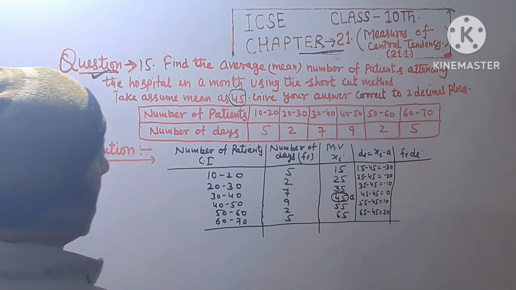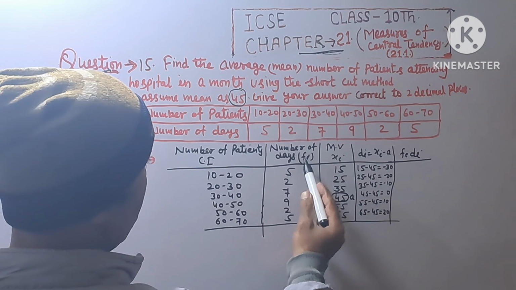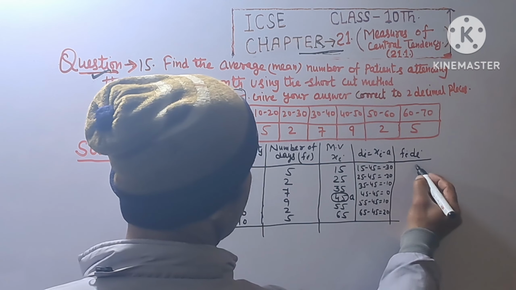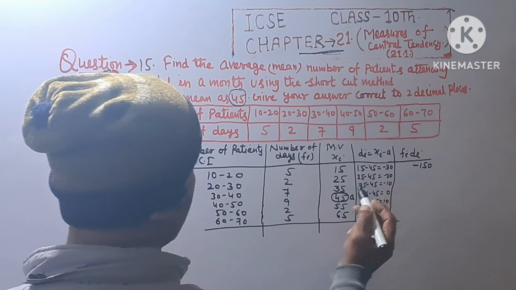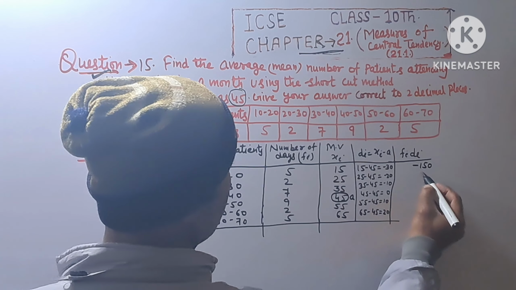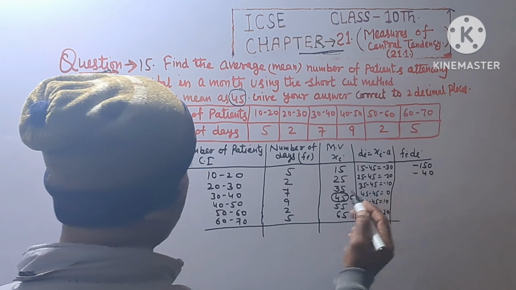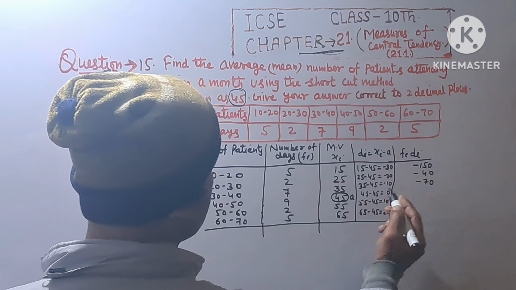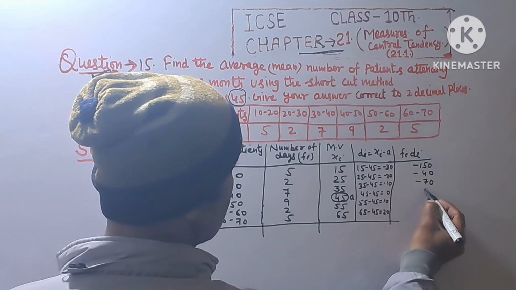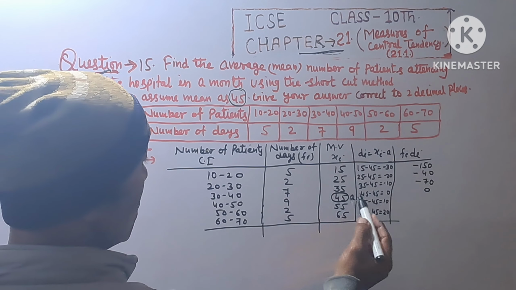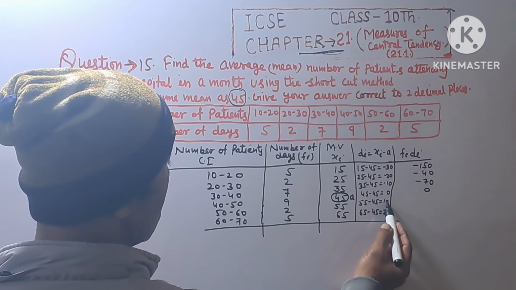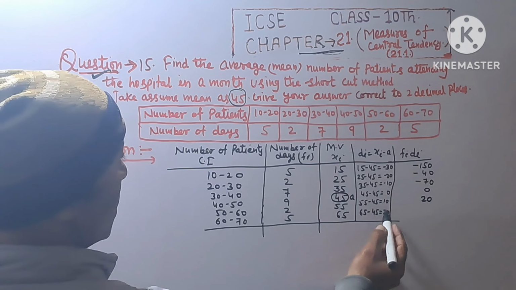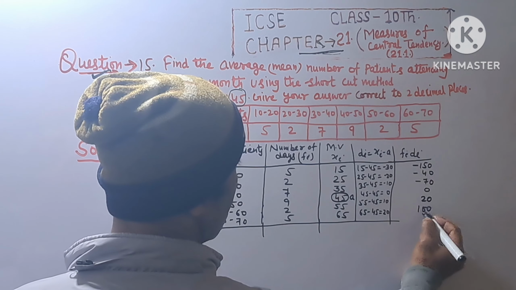Fi into di. 5 into minus 30 is equal to minus 150. 2 into minus 20, minus 40. 7 into minus 10, minus 70. 9 into 0, that is 0. 2 into 10 is equal to 20. And 5 into 20, 100.